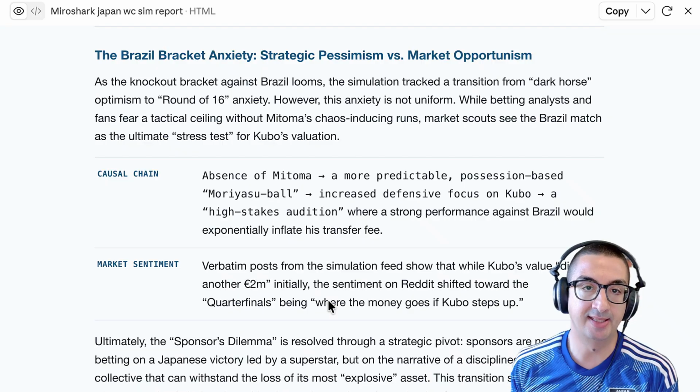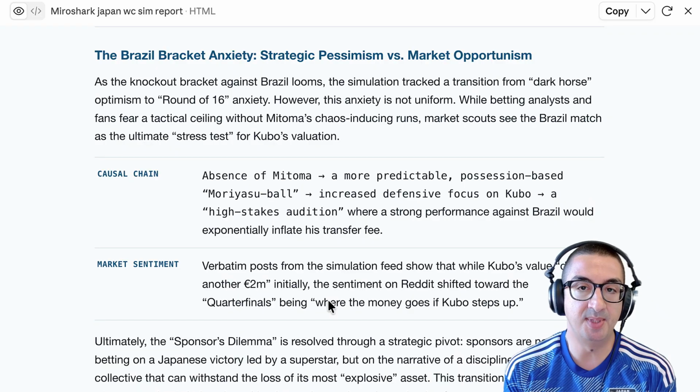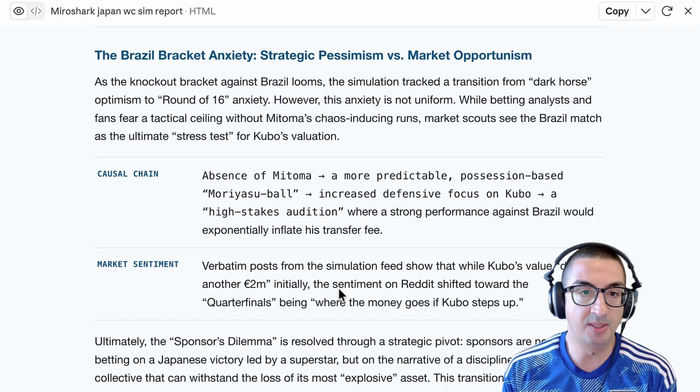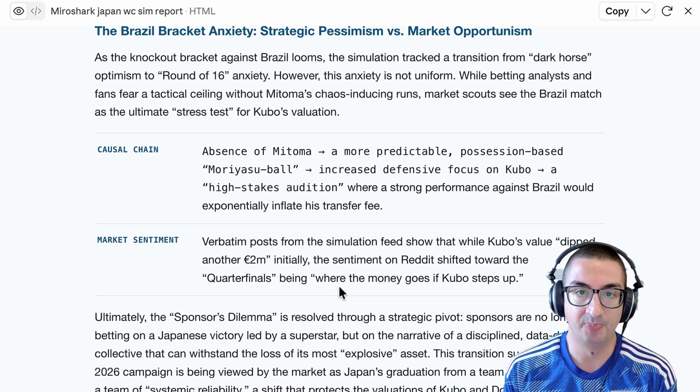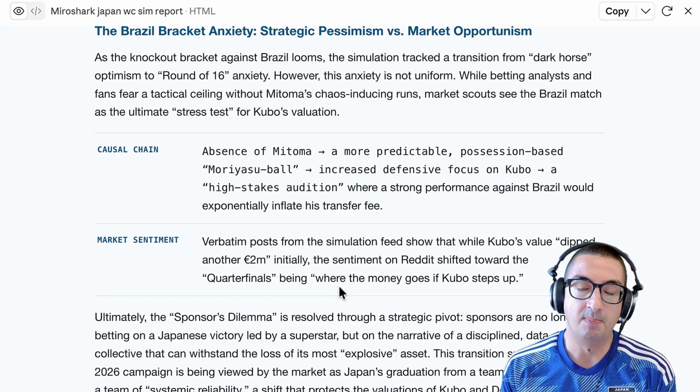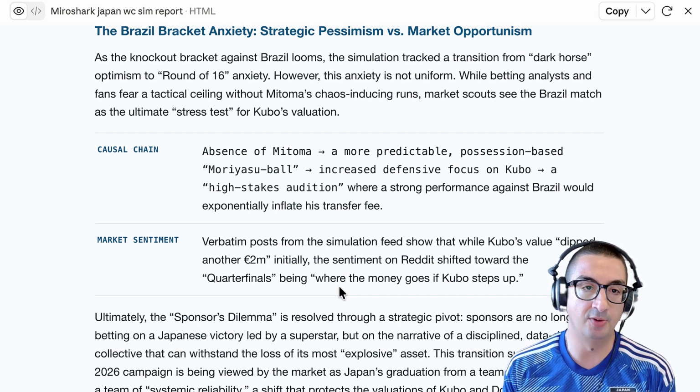The Brazil bracket anxiety. Strategic pessimism versus market opportunism. As the knockout bracket against Brazil looms, the simulation tracked a transition from dark horse optimism to round of 16 anxiety. However, this anxiety is not uniform. While betting analysts and fans fear a tactical ceiling without Mitoma's incisive runs, market scouts see the Brazil match as the ultimate stress test for Kubo's valuation.